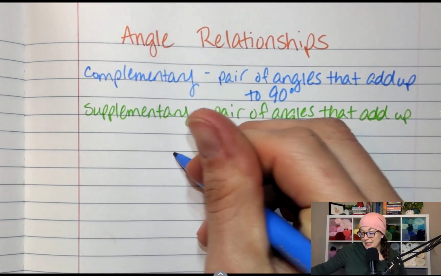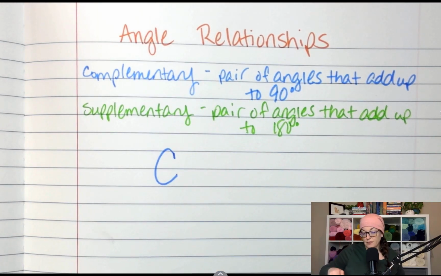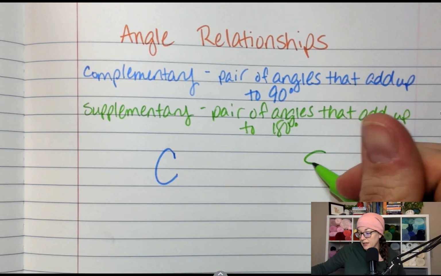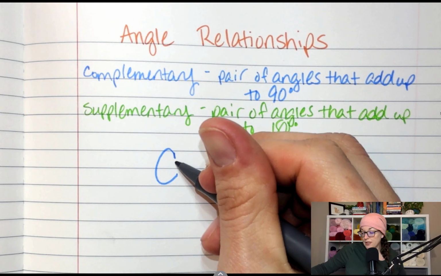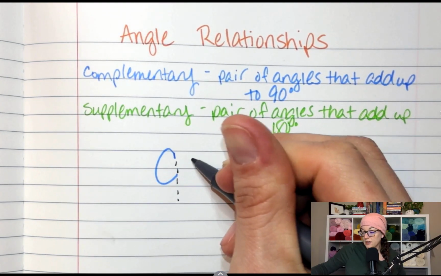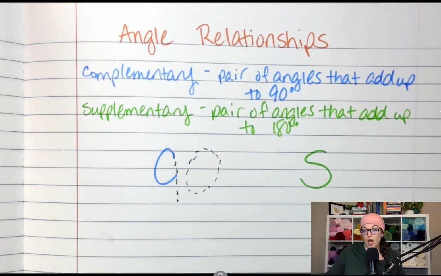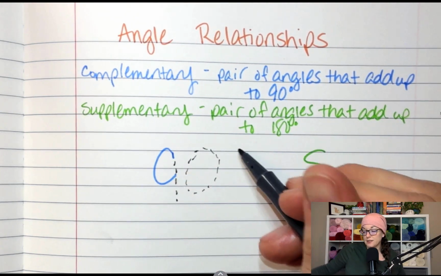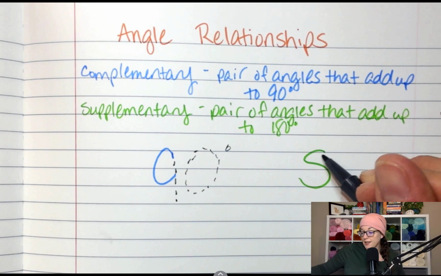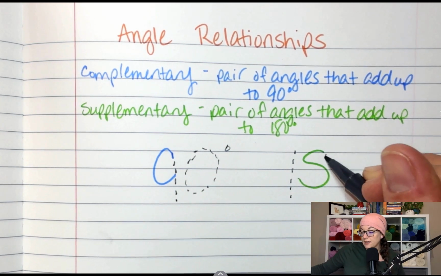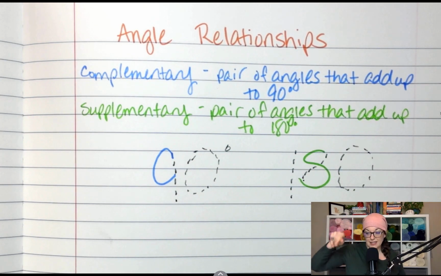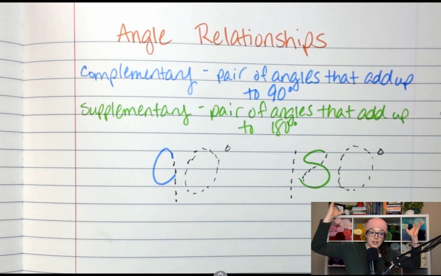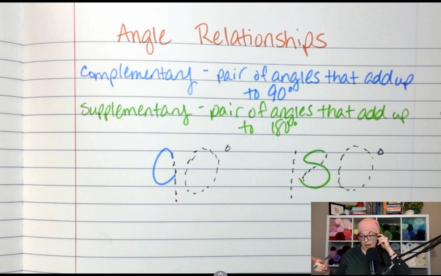If you draw a C for complementary and an S for supplementary, okay, now I'm going to take a different color. If we put a dotted line here and draw a dotted zero, complementary means 90 degrees. Supplementary, if we put a dotted line here and a dotted line there and a dotted zero. So an S is curvy like an 8 and a C has that stopping point like a 9. So complementary, 90 degrees, supplementary, 180 degrees.